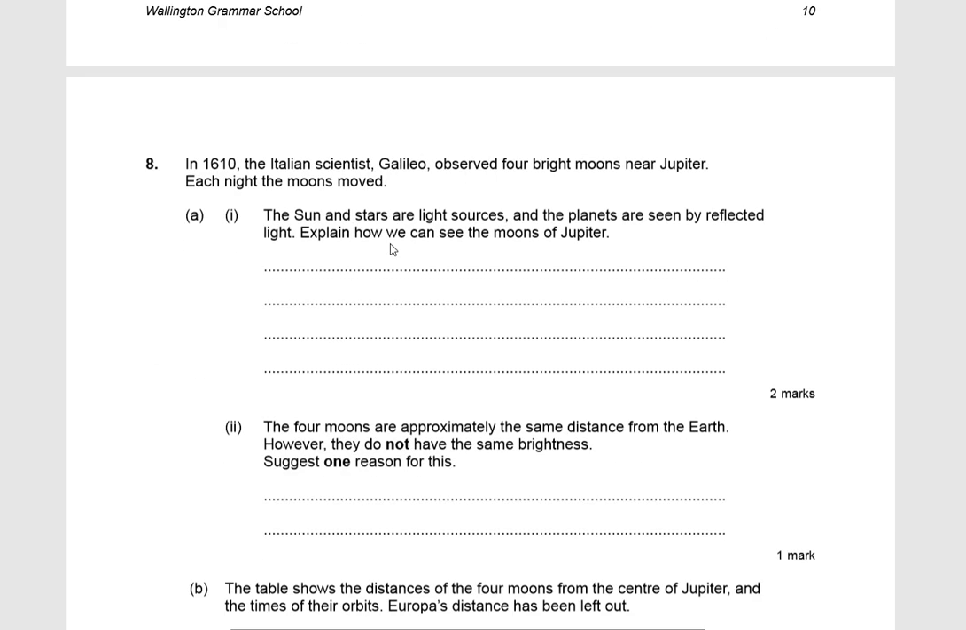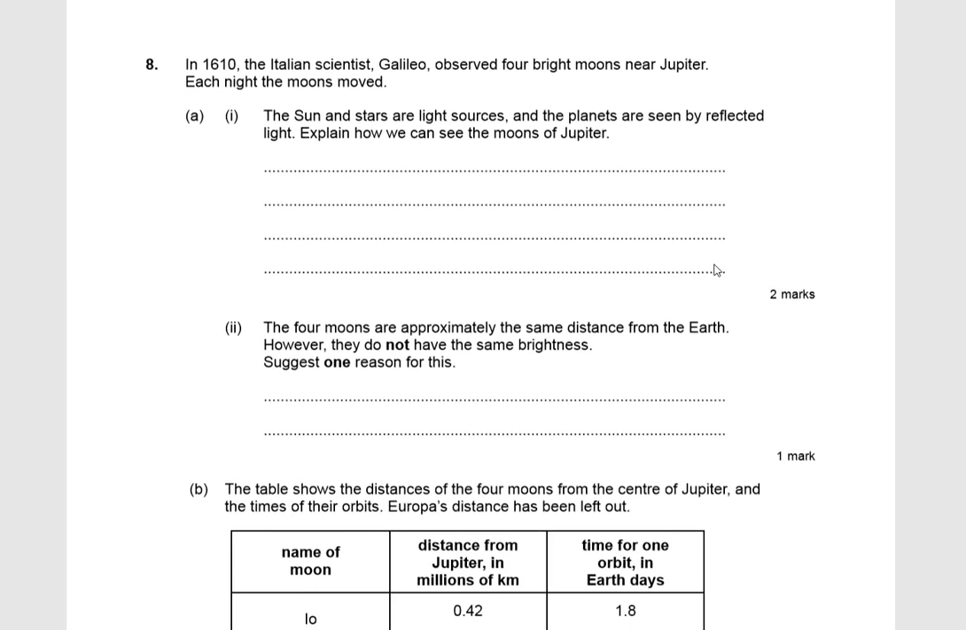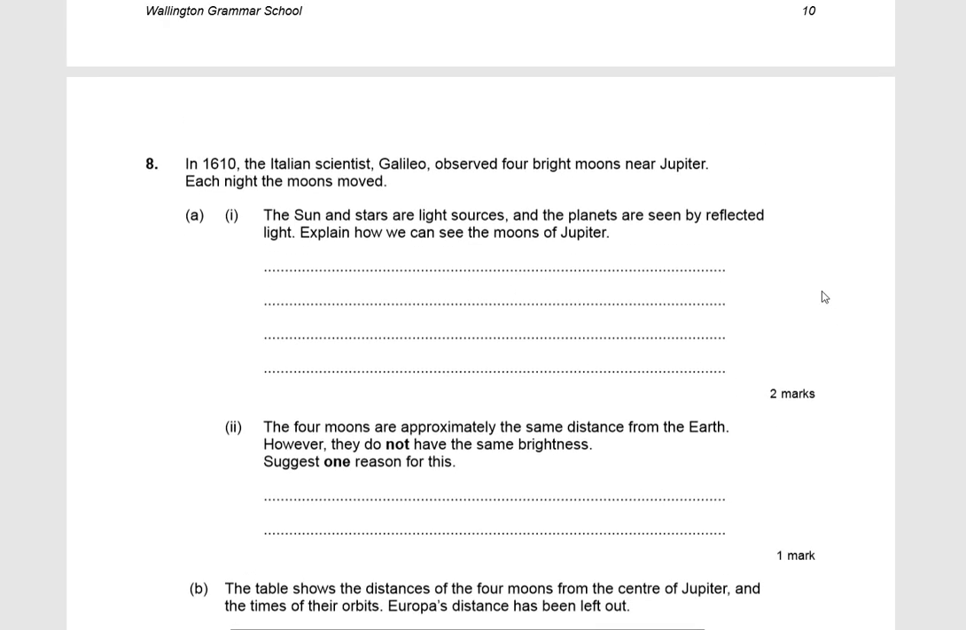Okay, now Galileo, your best friend. Now Galileo saw the moons. We can see the moon. Now we got Jupiter, J. We got the moons here, 1, 2, 3, 4. We got the sun here, and then we got the Earth somewhere here.